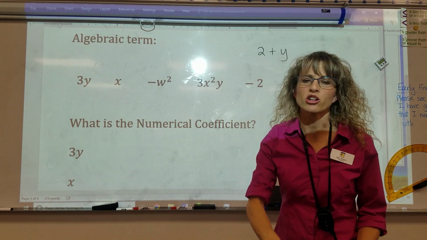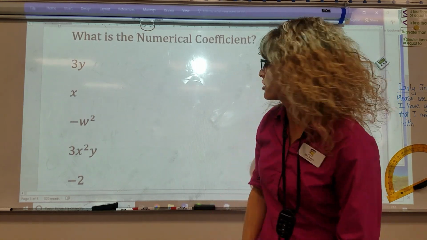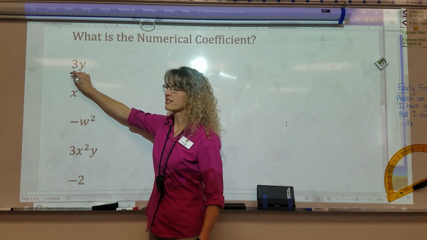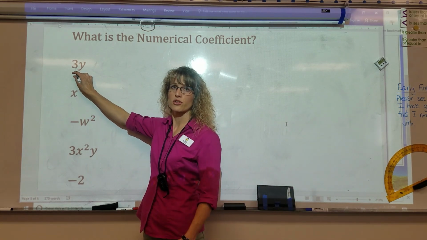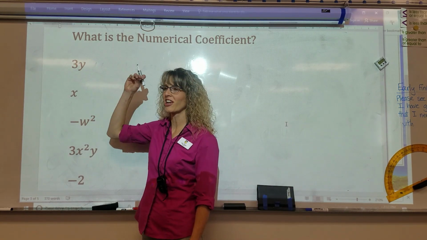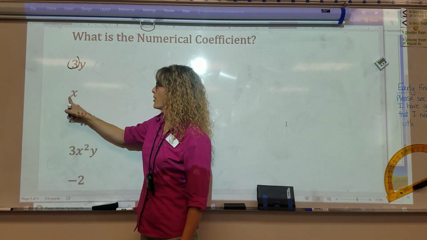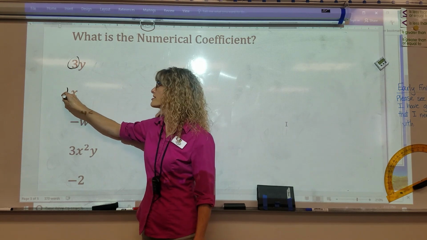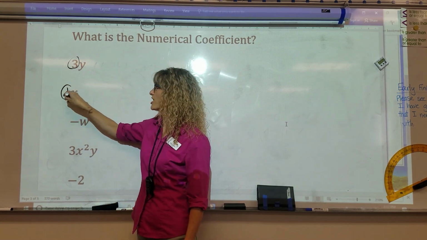Next, what's a numerical coefficient? The numerical coefficient is the number part of a term. So 3 is the number part of a term. So the coefficient is 3. What is the coefficient? Get ready? Wait, there's no number there. Well, I can't see it, but there's a 1 there. So my coefficient is 1.